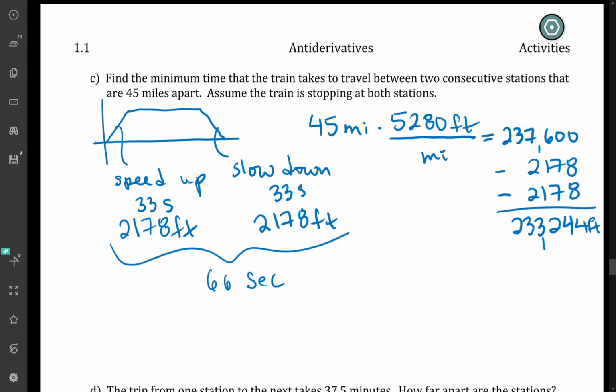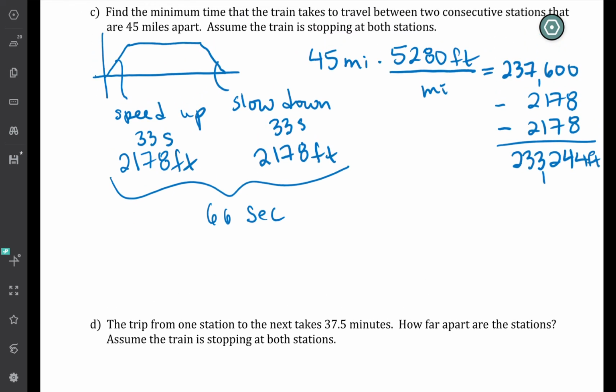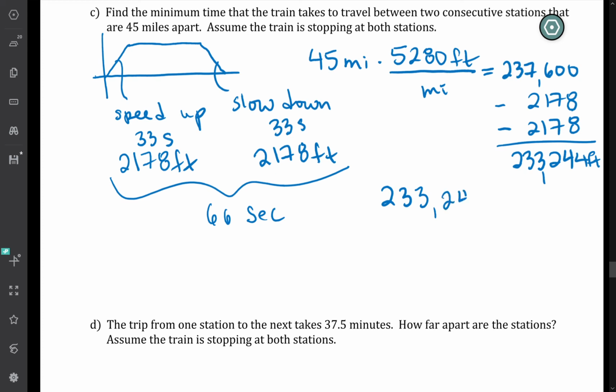We want to know our minimum possible time. So what I would want to assume is what I've already started assuming, that we're speeding up all the way to full speed and that we get to maintain full speed for the entire time until we have to start slowing back down to stop at the second station. So what I really want to know is if I take the 233,244 feet and I divide it by my 132 feet per second, my maximum speed.